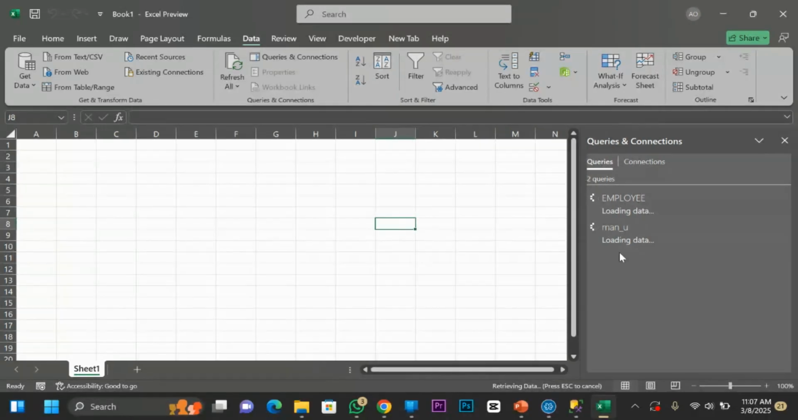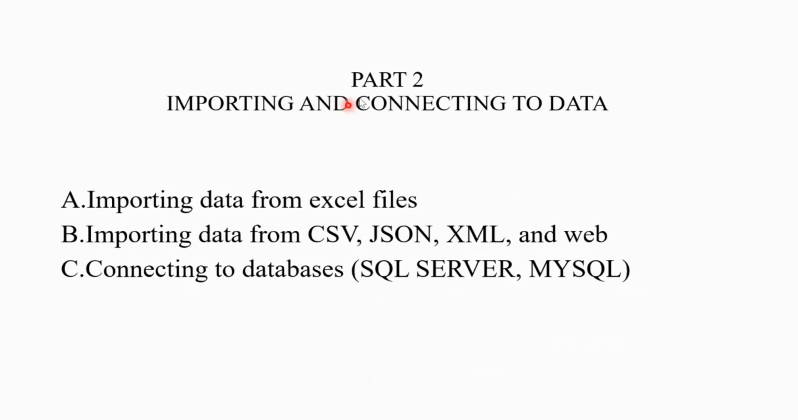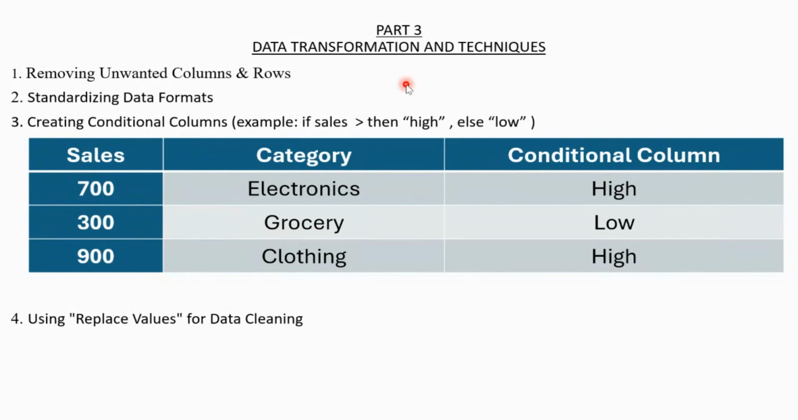While waiting for this brother here, let's continue. That is the end of part 2. Now, data transformation and techniques. Number one is removing unwanted rows.